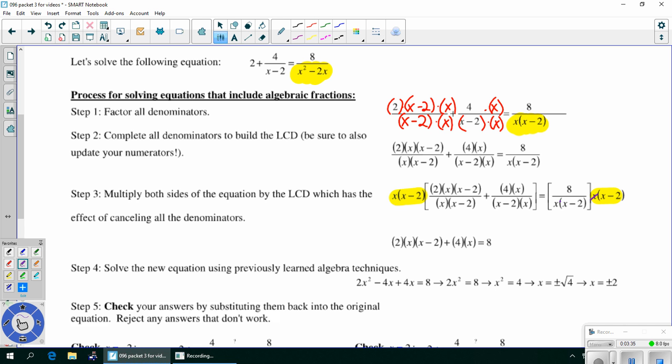x goes away, x minus 2 goes away, and we're just left with plain old 8. Wonderful. Good things happen on the left-hand side too, but it's less obvious on the left-hand side. But we'll do this just the one time.